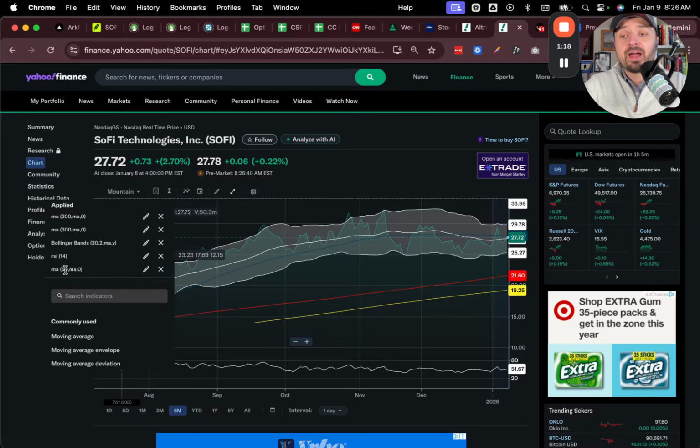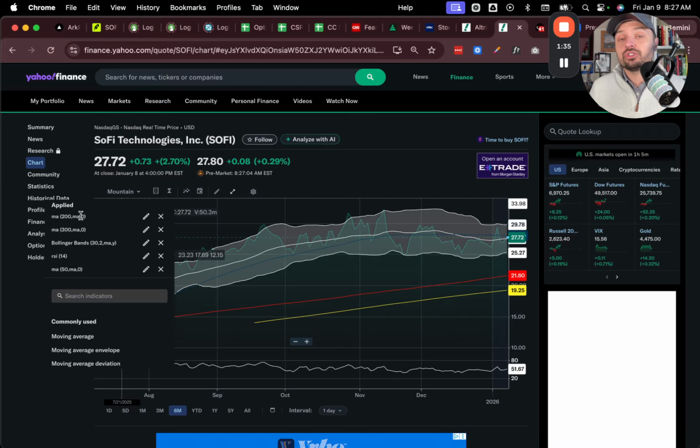As far as my moving averages, and we'll cover why I like these a lot, is my 50-day moving average. This gives me more of a short-term read on where this stock is relative to its 50-day moving average. This is very helpful for me, especially when I'm doing my weeklies and my monthlies, right? I have my 200-day moving average and 300-day moving average.